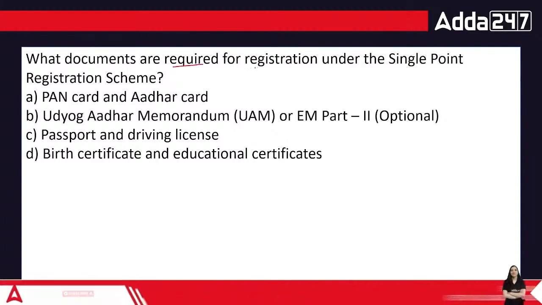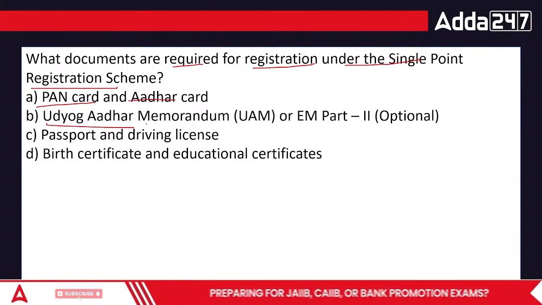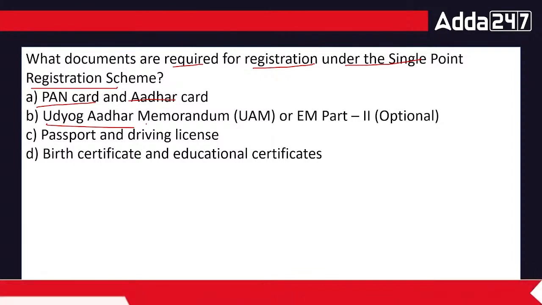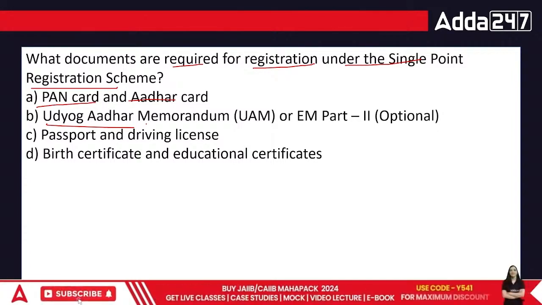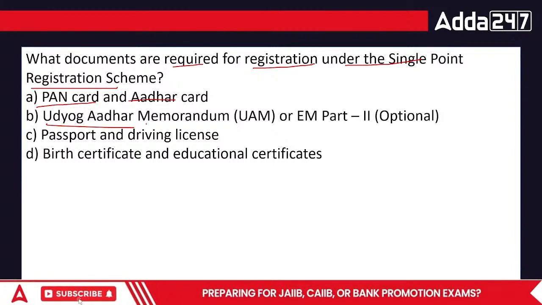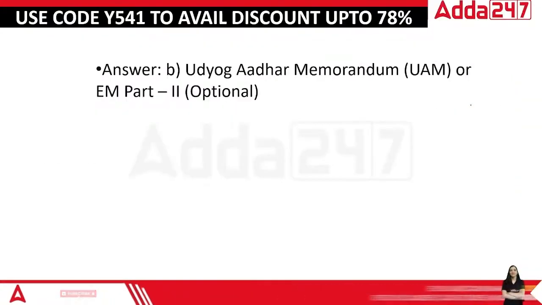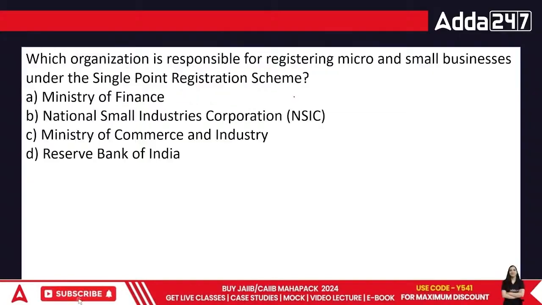What documents are required for registration under the single point registration scheme? PAN card, Aadhaar card, UAM, Udyog Aadhaar Memorandum, or EM Part 2, that is optional. And then we have passport and driving license. And then we have the birth certificate and educational certificates. When you're trying to register under the single point registration scheme, the answer is B, Udyog Aadhaar Memorandum or EM Part 2.